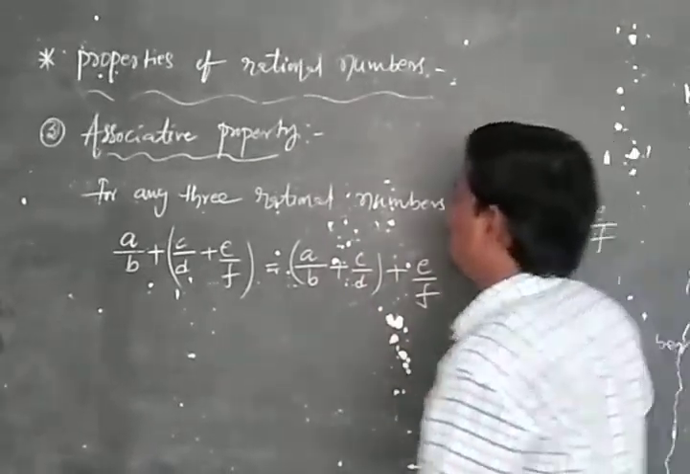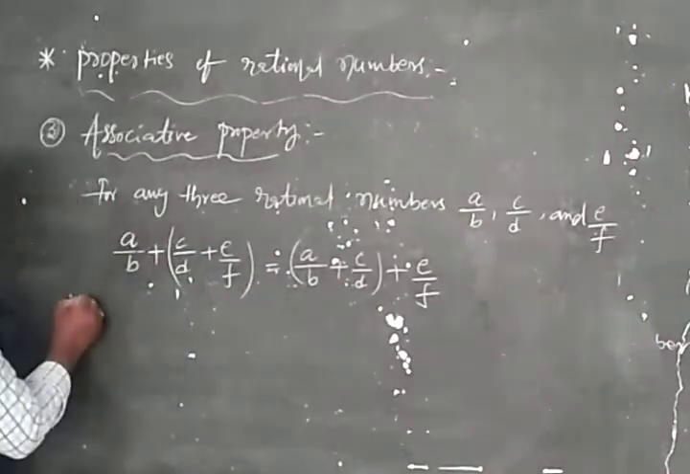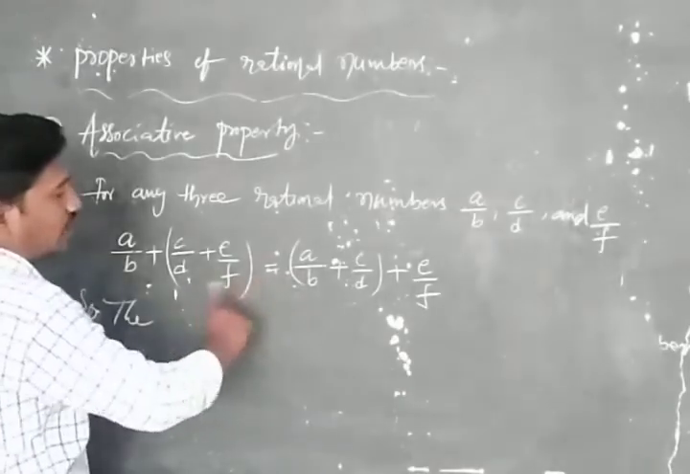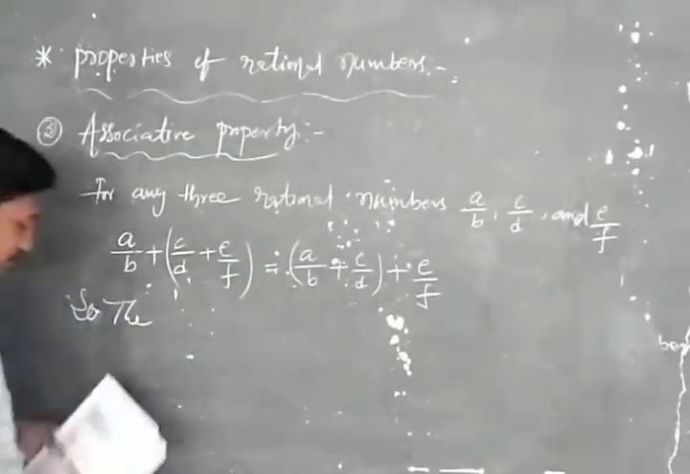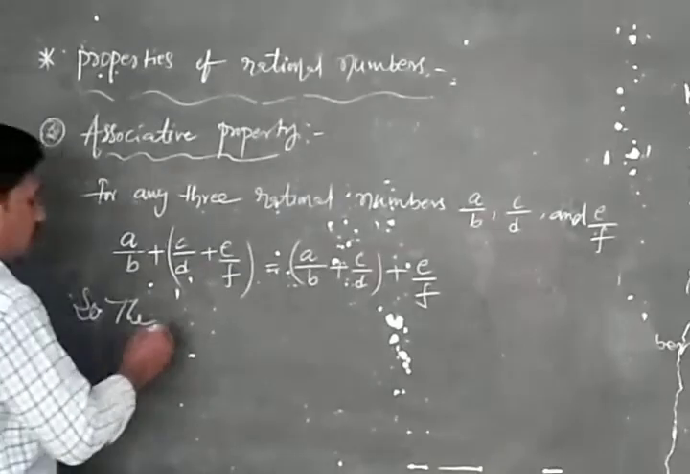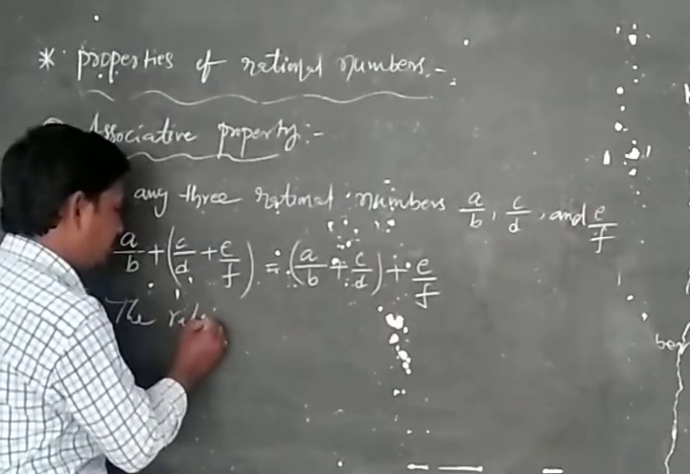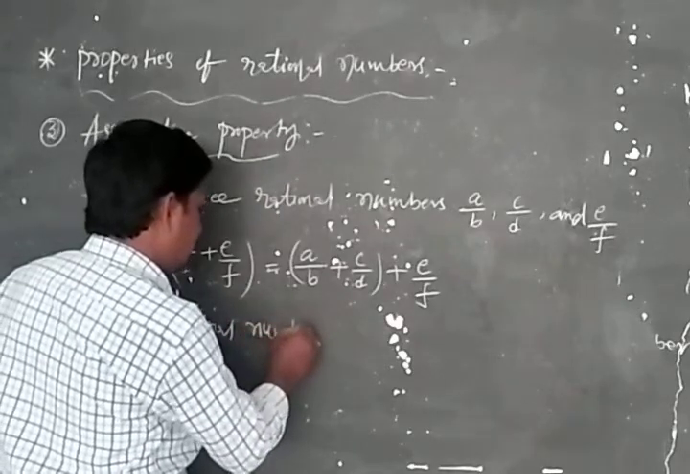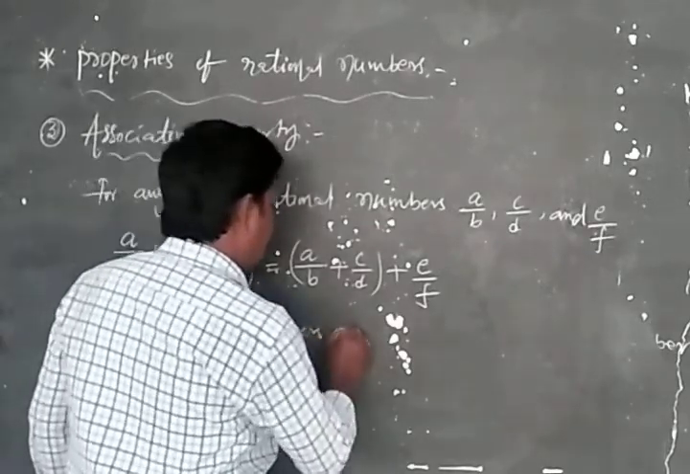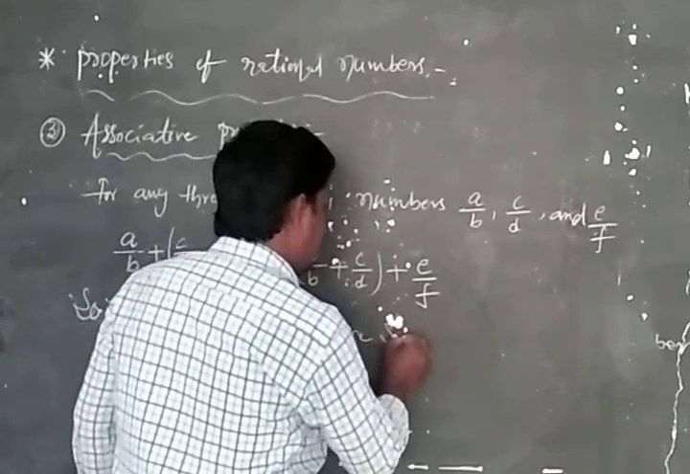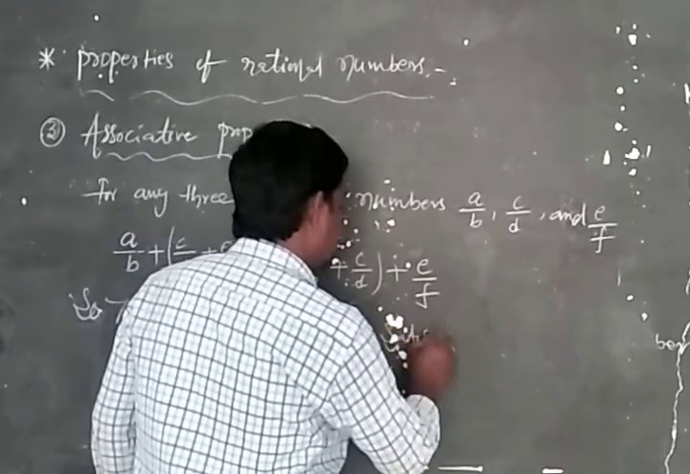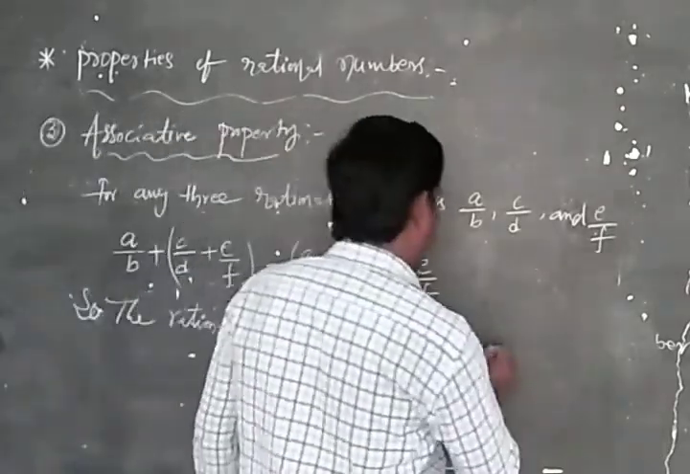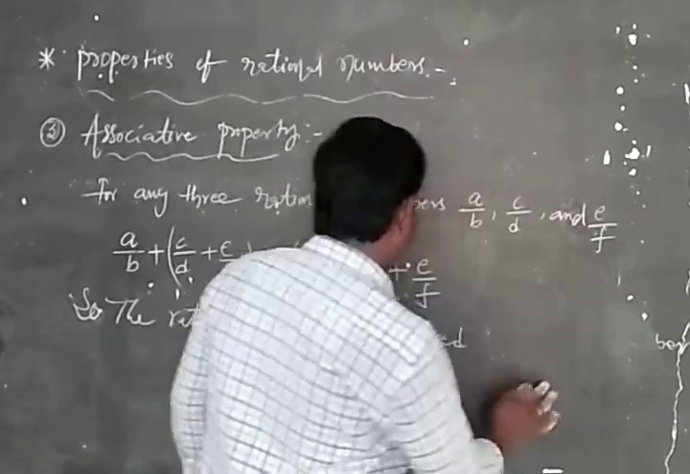So both answers are the same. We have the same result. The rational numbers satisfy the associative property.